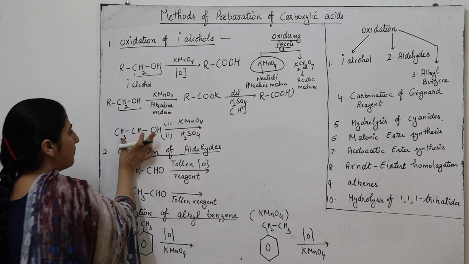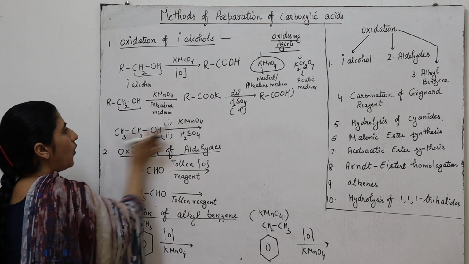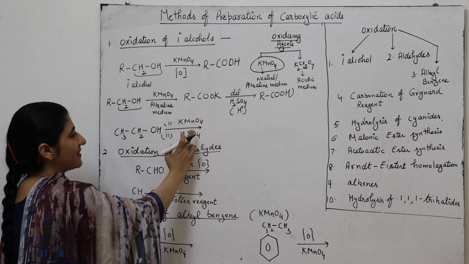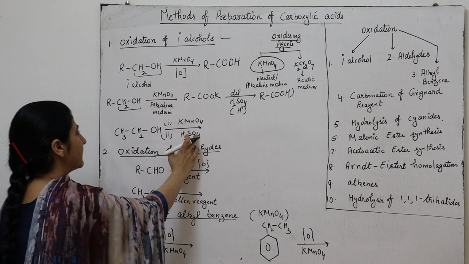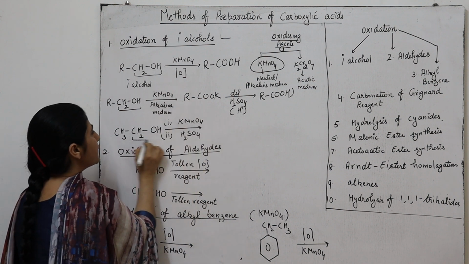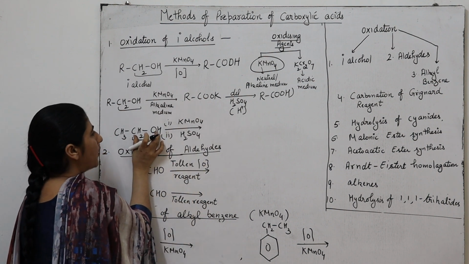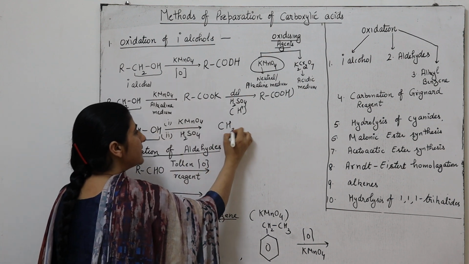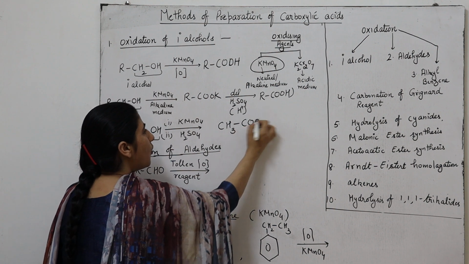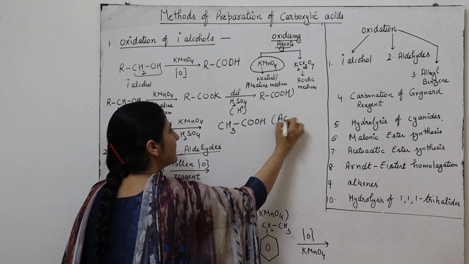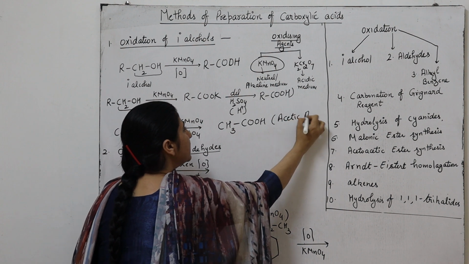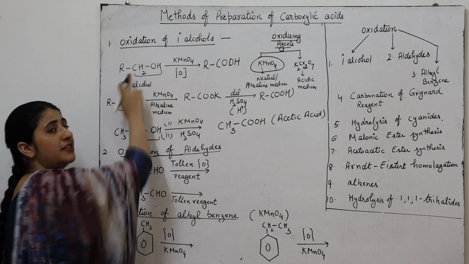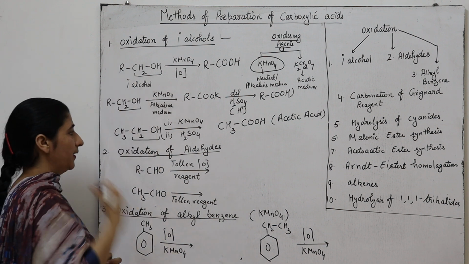So I am taking the example of ethyl alcohol. It undergoes oxidation with KMnO4, followed by acidification in the presence of sulfuric acid. In this case, the CH2OH group is converted to a carboxylic acid. So here we get the product CH3COOH, which is known as acetic acid. So this is the first method of preparation of carboxylic acid, from the oxidation of primary alcohol.